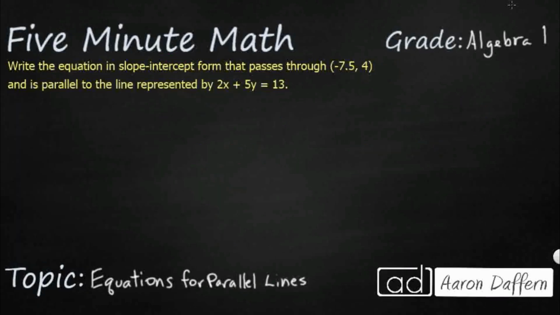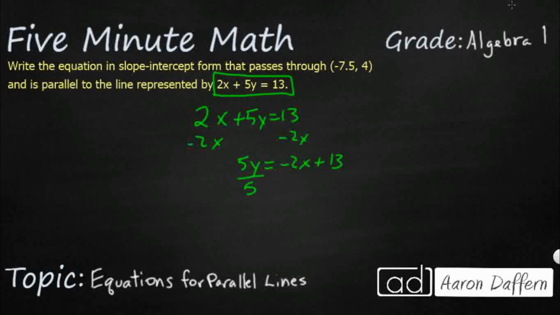So we have to do a little bit of work on this one, because they actually give us the equation that we need to start with in standard form, not slope-intercept form. So we don't really know what the slope is just by looking at it. So we need to isolate this y. Right, so we're going to subtract 2x from both sides. So we're going to get 5y equals -2x plus 13. Now let's isolate that y, and let's just divide both sides by 5. So we're going to get y equals -2/5 x plus 13/5.